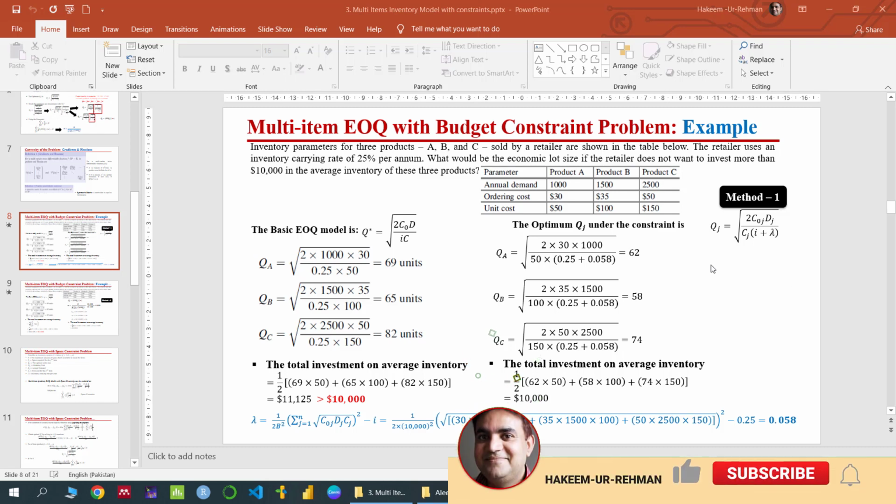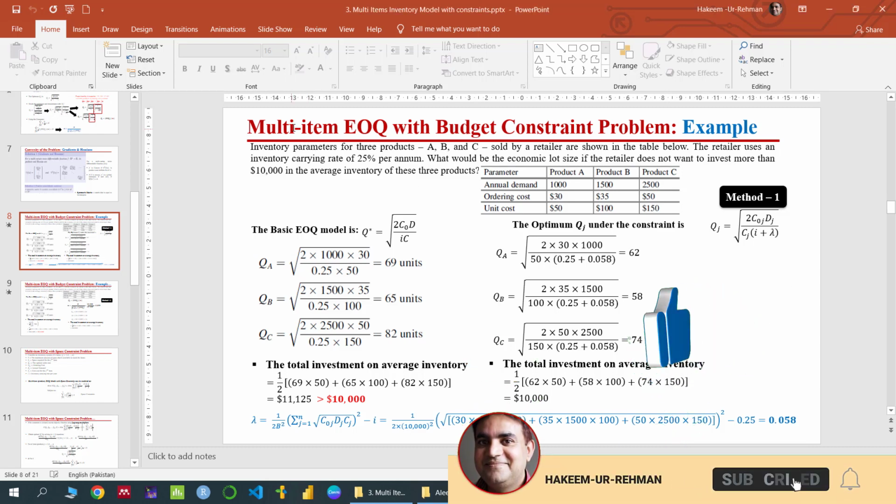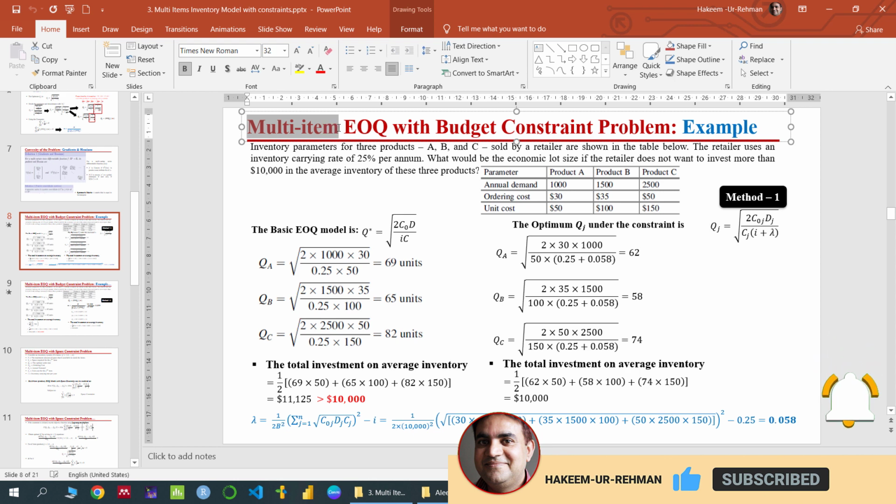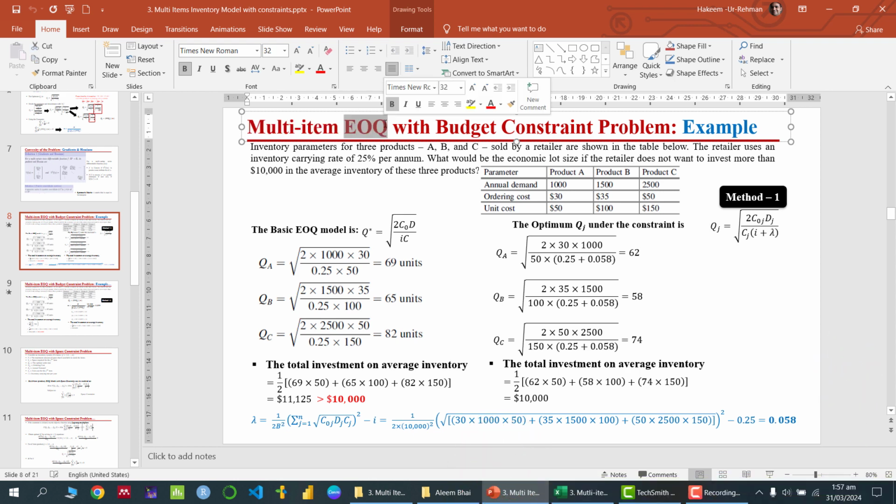Welcome. In this video lecture, we will discuss how we can solve the multi-item or multi-product economic order quantity model under certain constraints. We will discuss one with respect to the budget constraint, another with respect to the space constraint, and then we will also talk about what to do if we have multiple constraints.